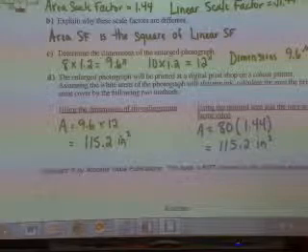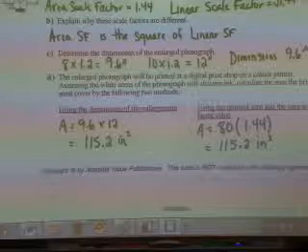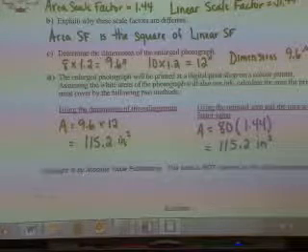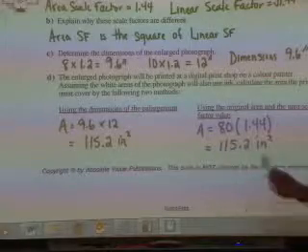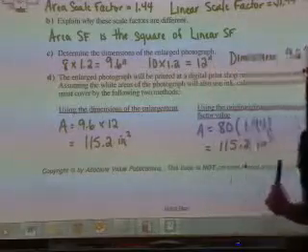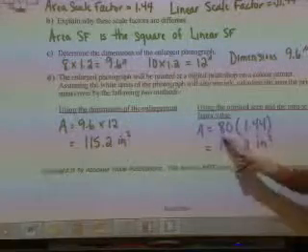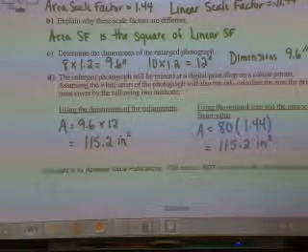80 times 1.44. Yeah, I got 115.2. It should be the same because they are the same photograph, right? So there's two ways of finding it. I could find the new dimensions, or I could use the original area and multiply it by the area scale factor.